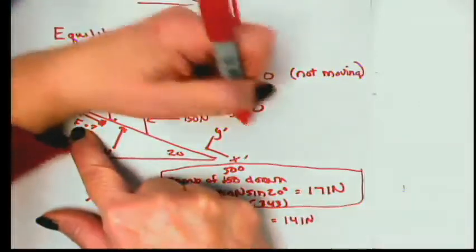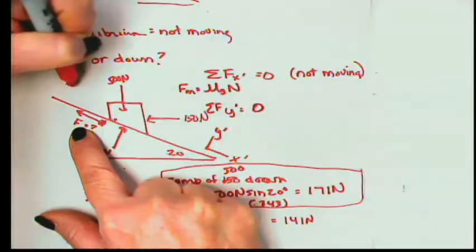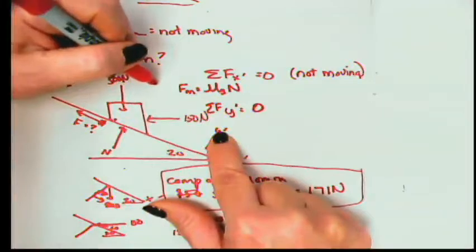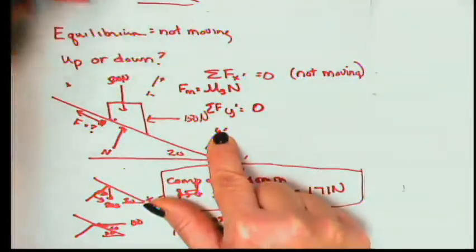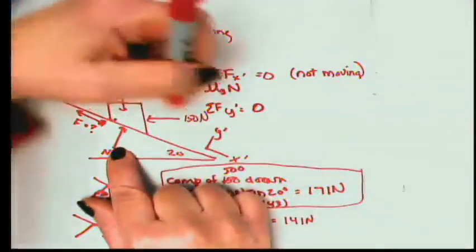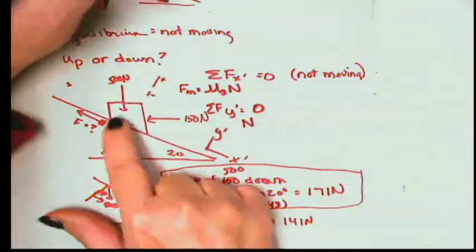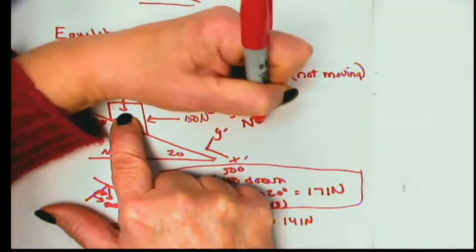All right, so if I think about it that way, let's just think about this as being positive y prime going this way and negative y prime going this way. So that means that I have the normal force pushing up, which is positive, and I have a component of the 500 newton force pushing down. What is that component?